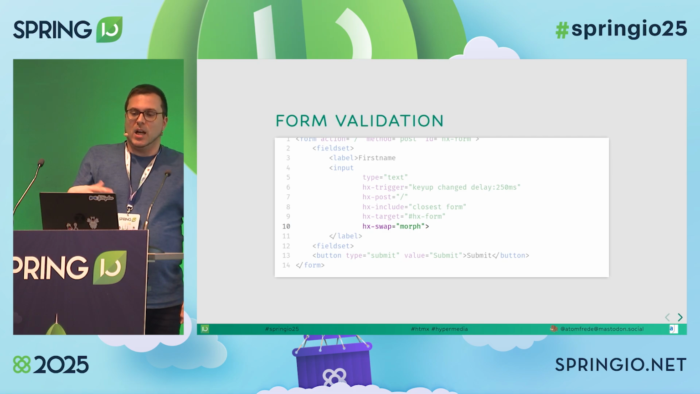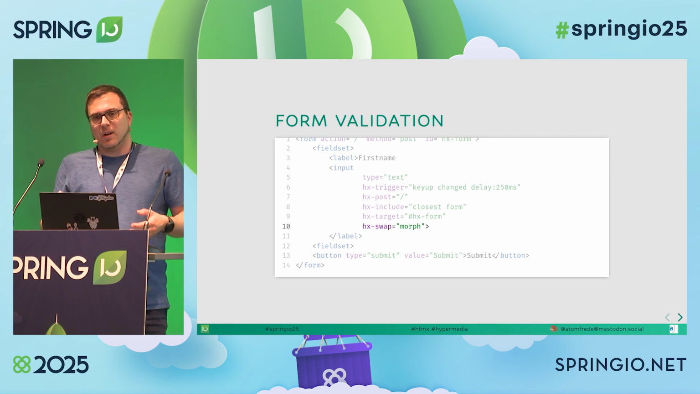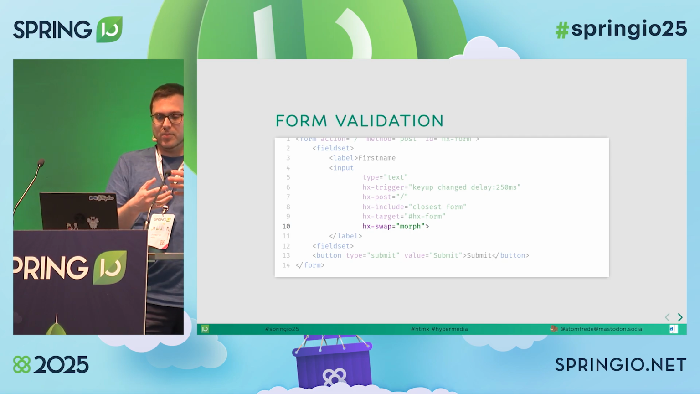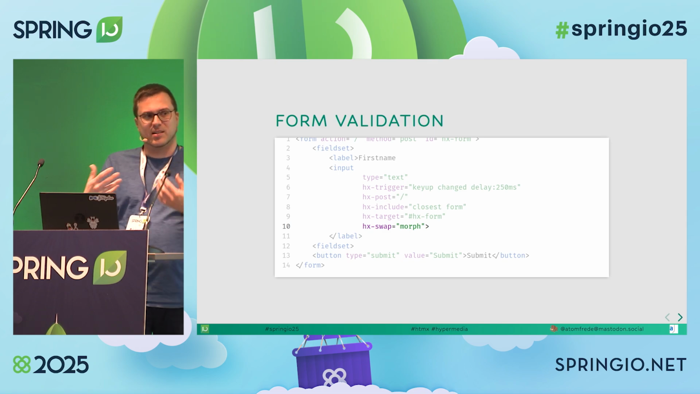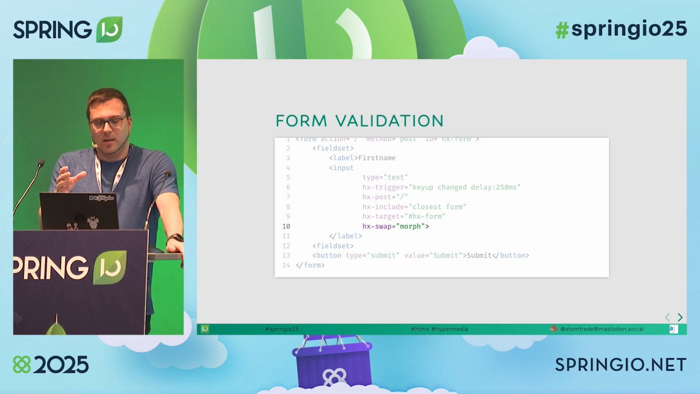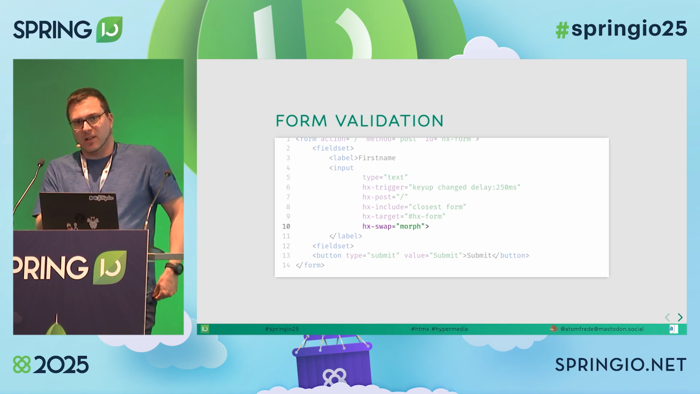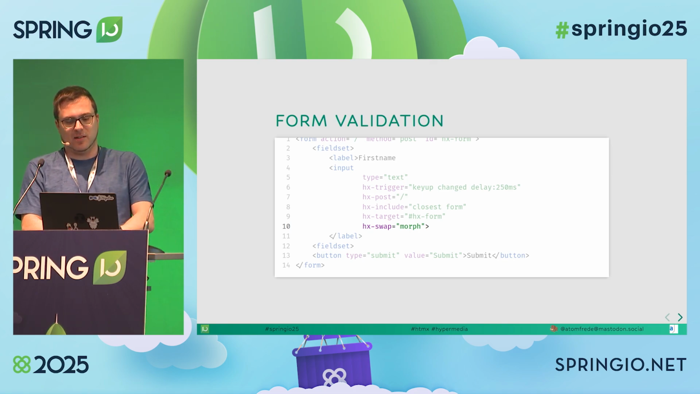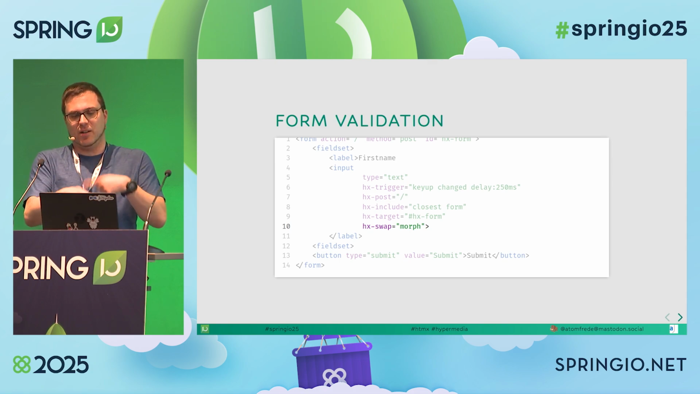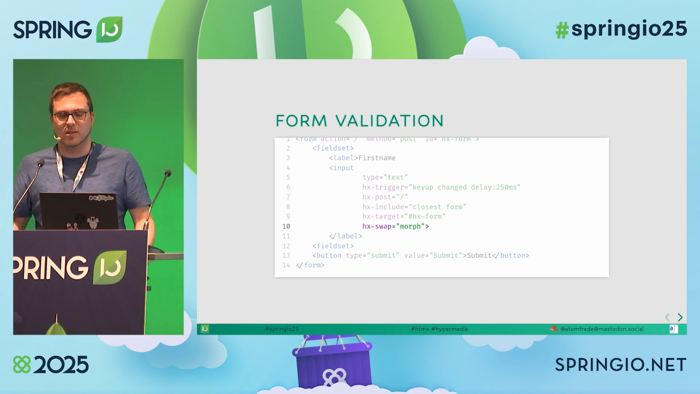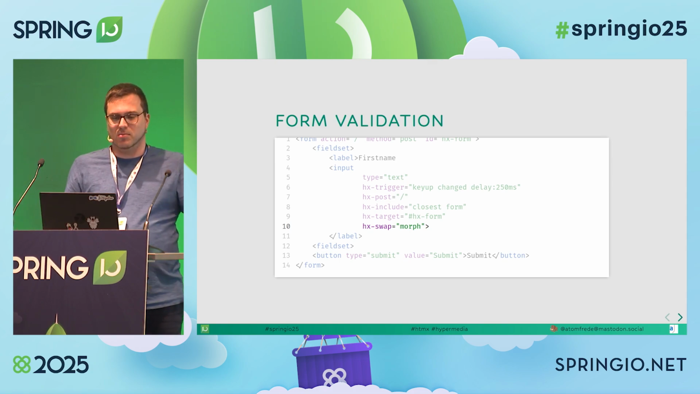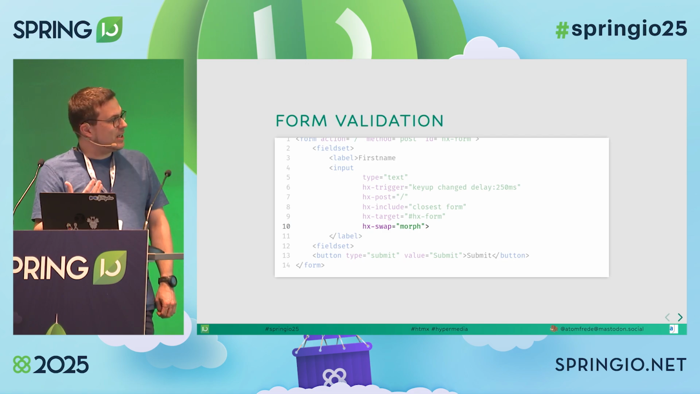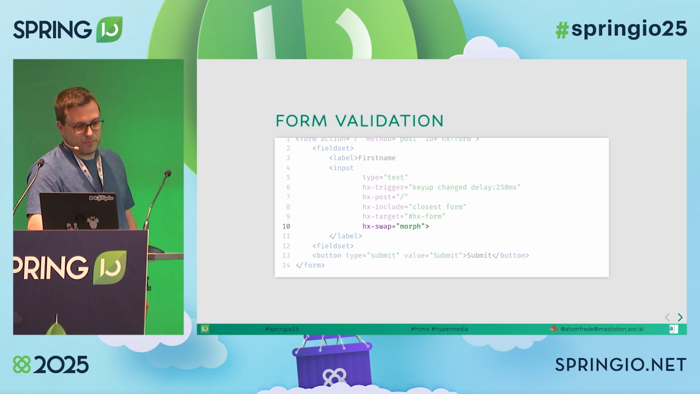And morph DOM or idiomorph are trying to morph from one DOM structure to another. So this keeps your selection, for example, in the input fields alive. So you can type, and the validation triggers, and you can just go on typing without having to focus again. So that's very, very nice.